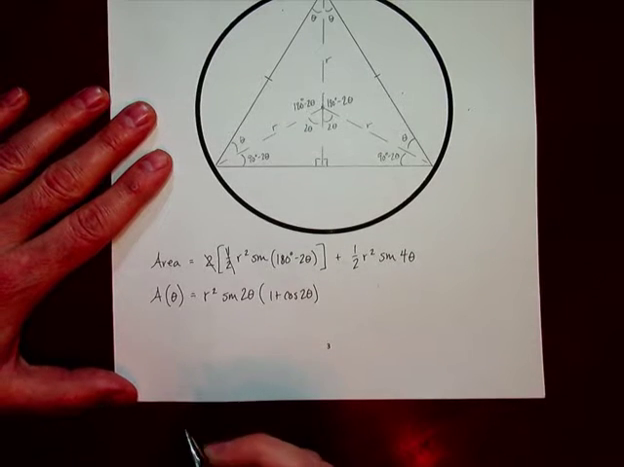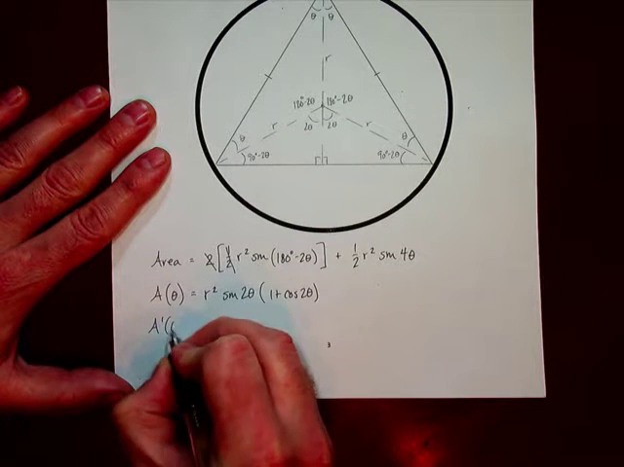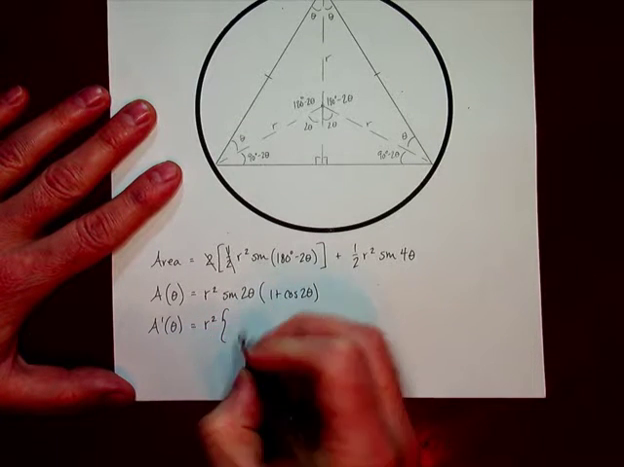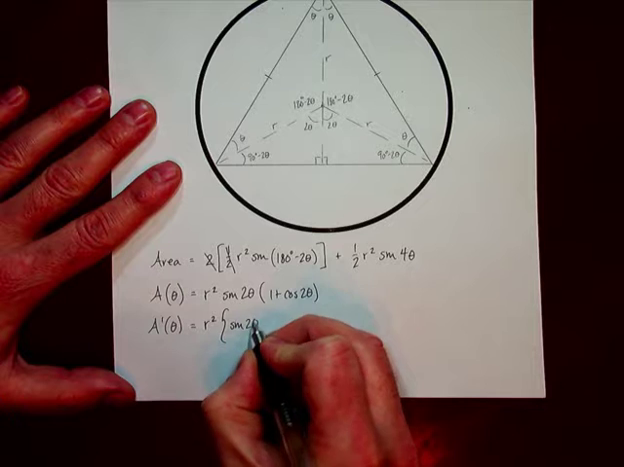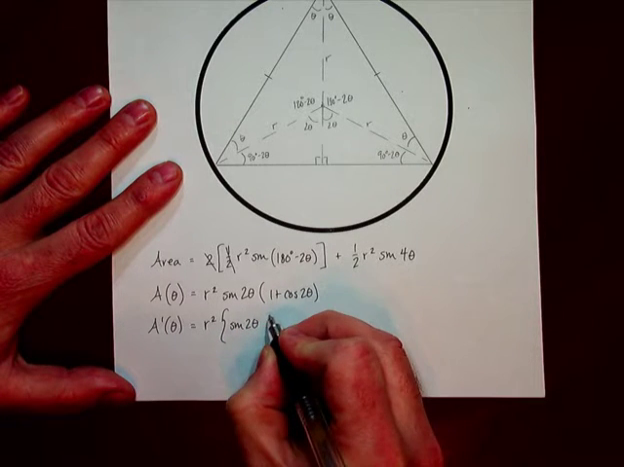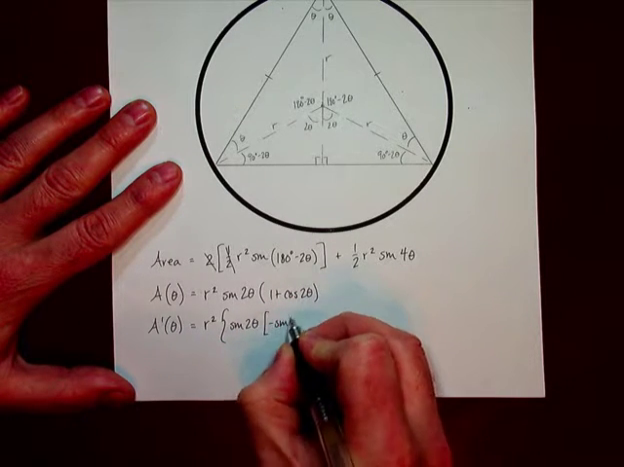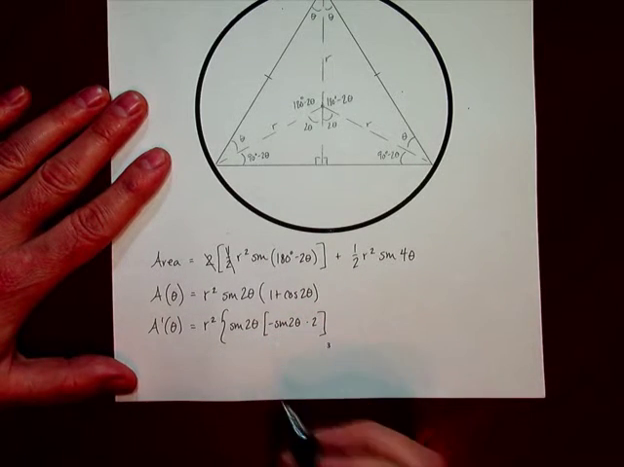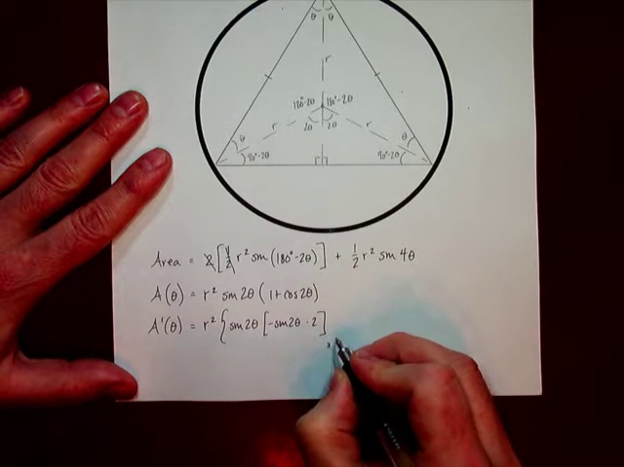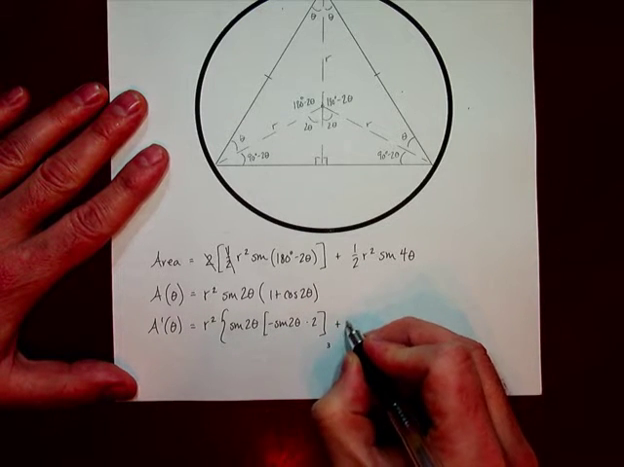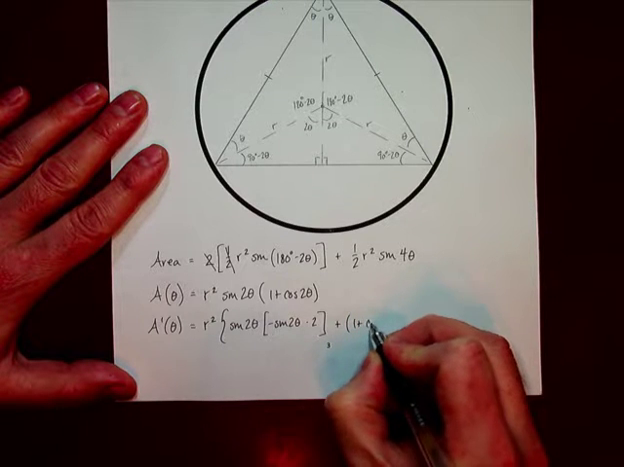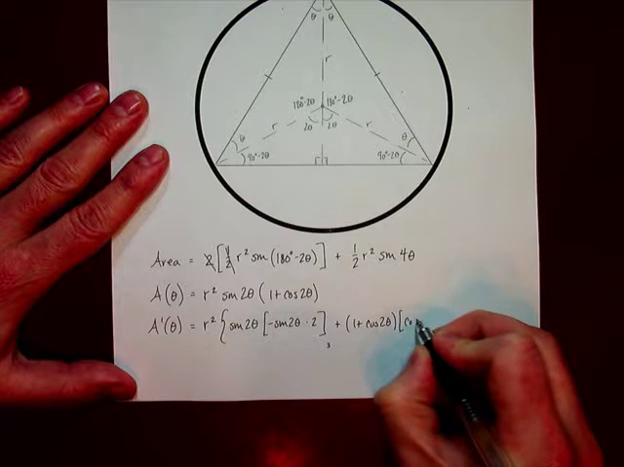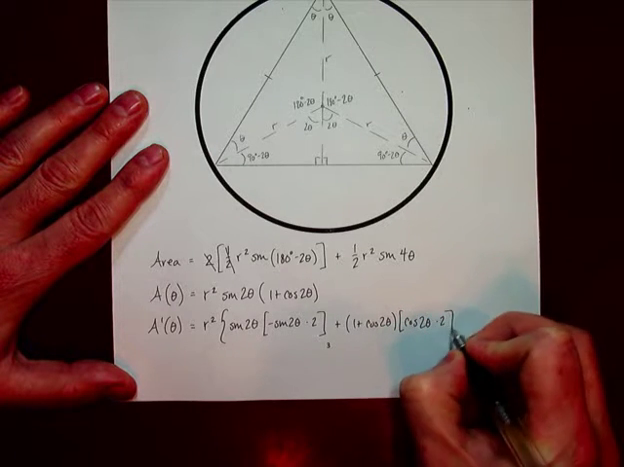derivative, because it's just a simple product rule. The R squared just comes along for the ride, and I'm going to get the first times the derivative of the second, negative sine 2 theta. Don't forget the chain rule, times 2, because the angle measurement is not just the variable, it's the variable with a coefficient. And then, of course, the second, 1 plus cosine 2 theta, times the derivative of the first, which is going to be cosine 2 theta, again, chain rule, times 2.